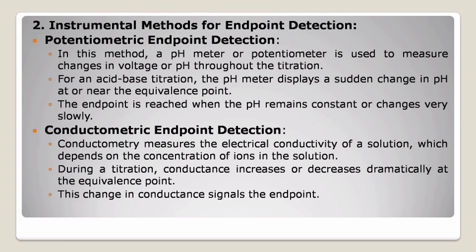Second, conductometric endpoint detection. Conductometry measures the electrical conductivity of a solution, which depends on the concentration of ions in the solution. During a titration, conductance increases or decreases dramatically at the equivalence point. This change in conductance signals the endpoint.